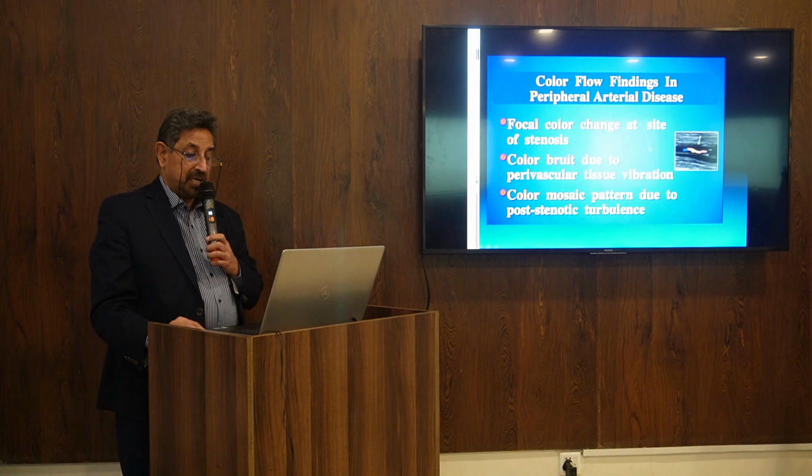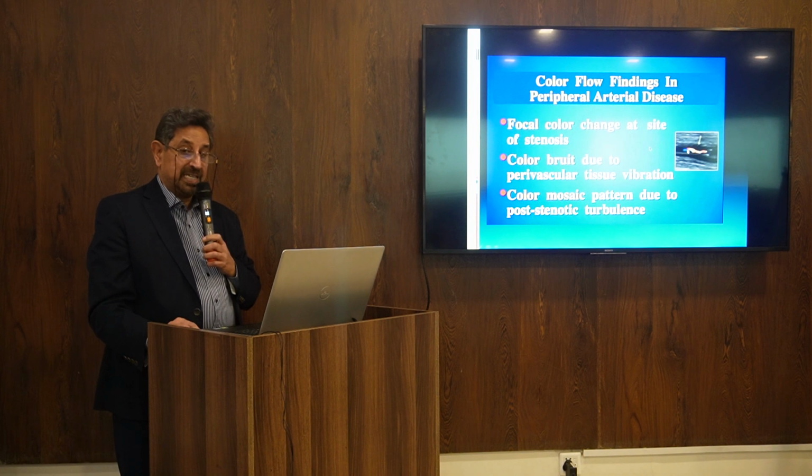This color bruit. What is the color? First is aliasing. Normal red color is lost. There are different velocities, that is called aliasing. We'll discuss it. What is aliasing?